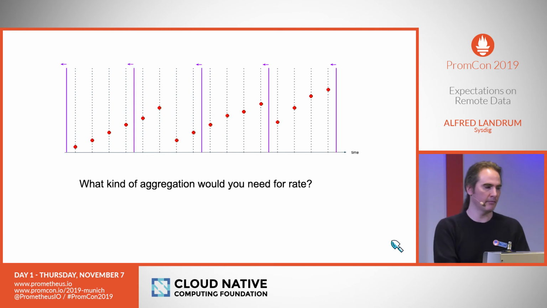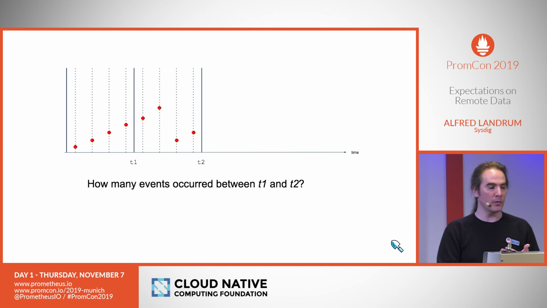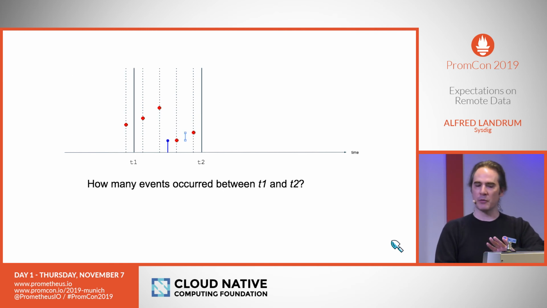So what kind of aggregation would you need for rate? Immediately you can know that average won't work, because you'd probably lose some resets depending on the data that actually occurred. So let's walk through a simple example of comparing two windows. How many events occurred between T1 and T2? The first thing to think about is that we're really asking for the difference in events between the last value in T1 and the last value in T2, right? The events before the last one in T1 don't make a difference. You just get rid of those.